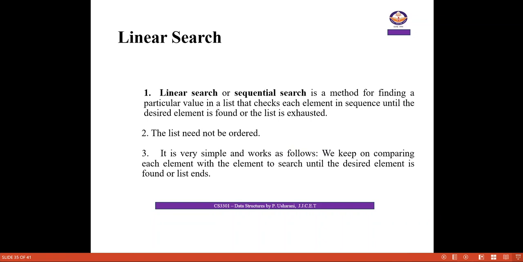What is meant by linear search? Linear search, or sequential search, examines each element in the list to find a specific value. The list does not need to be sorted. The search takes elements one by one until the target is found or the list ends. It is a straightforward method based on sequential comparison.